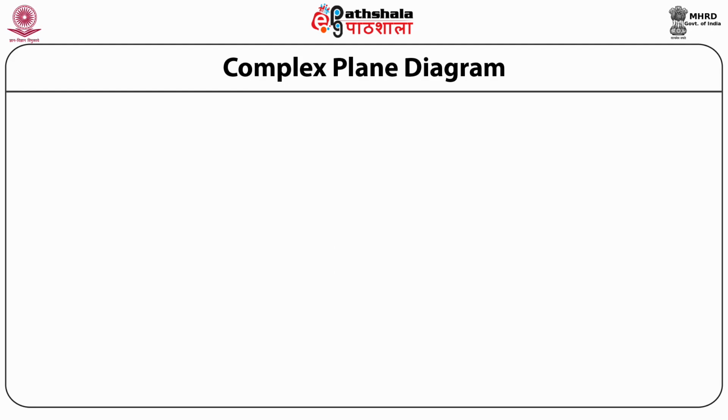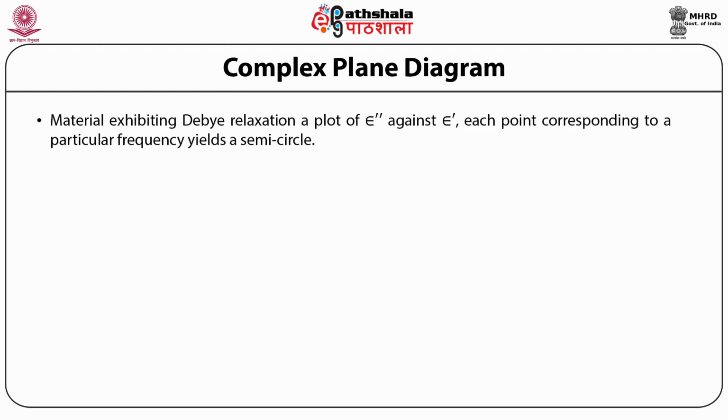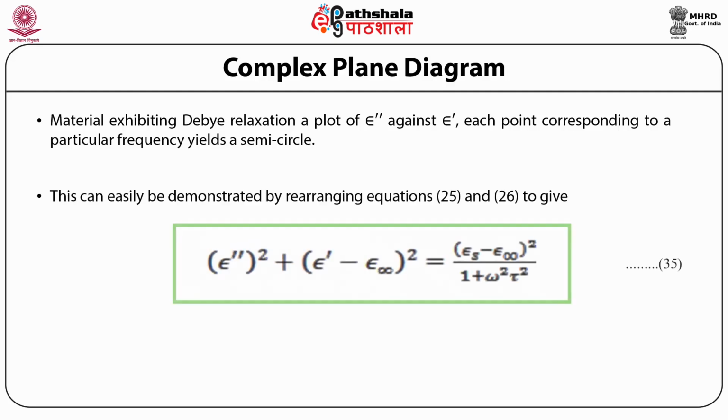Complex plane diagram. Cole and Cole showed that in a material exhibiting Debye relaxation, a plot of epsilon double prime against epsilon prime, each point corresponding to a particular frequency, yields a semicircle. This can easily be demonstrated by rearranging equations 25 and 26 to give epsilon double prime square plus (epsilon prime minus epsilon infinity) whole square is equal to (epsilon s minus epsilon infinity) whole square divided by 1 plus omega square into tau square.